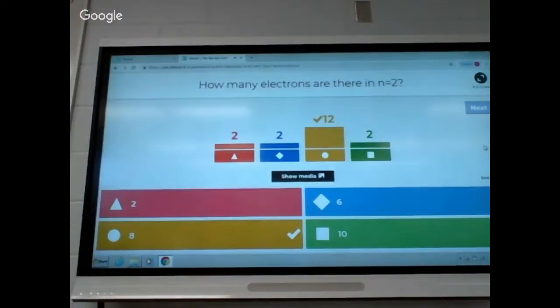You don't get anything other than the chance to review before your quiz. All right, so if n equals 2, how do you do it since 6 people got it wrong? It's s and p, so then it'll be 1. So then it'll be 2. 2 plus 6 is 8, or 2n squared, which is 8.